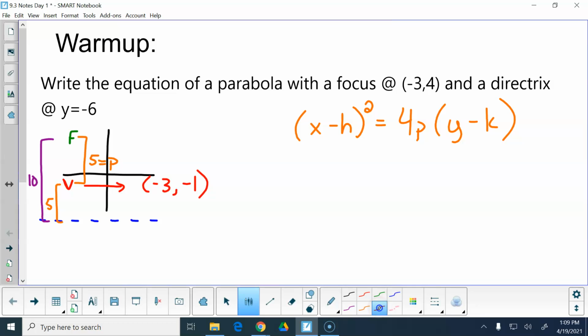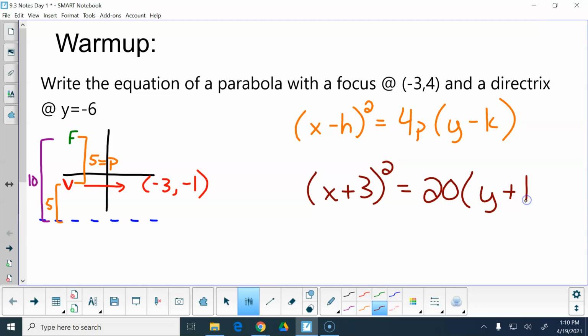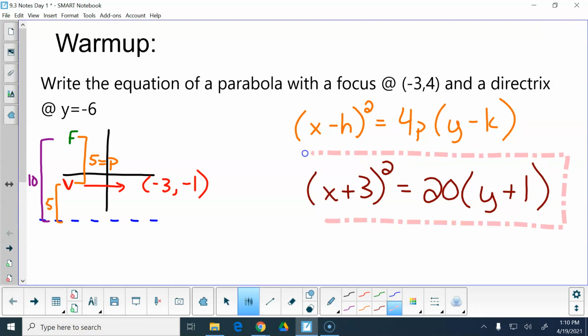So we can put that into the equation as x minus -3, because that's our vertex, so that's (x plus 3) quantity squared equals 4p. 4p is 5, so 4 times 5 is 20, times the quantity y minus -1, which is y plus 1. So that is the equation of the parabola with focus at -3, 4 and directrix at y equals -6.